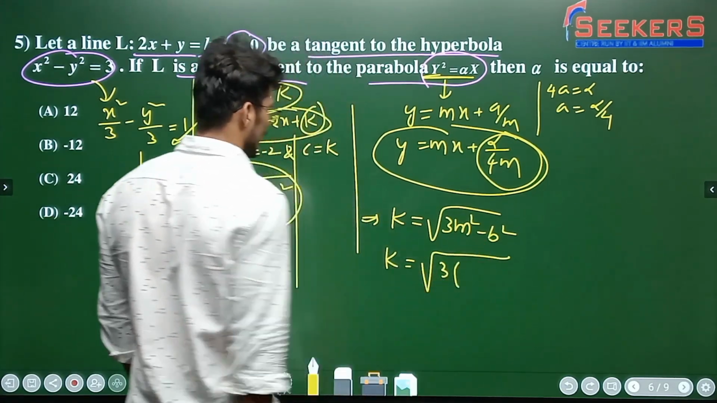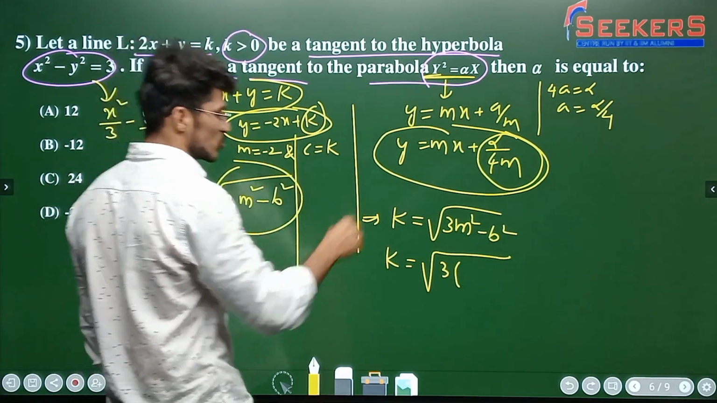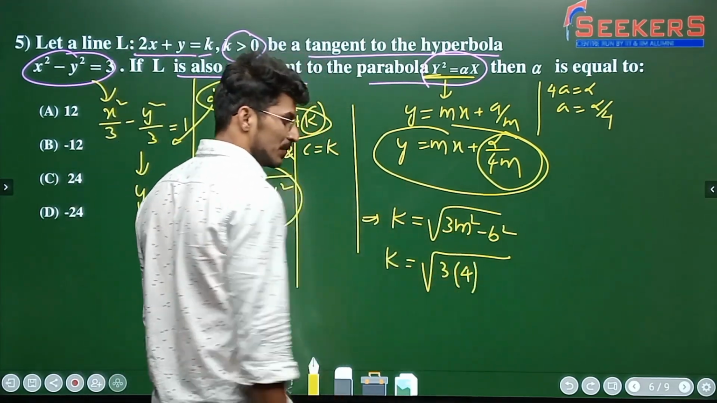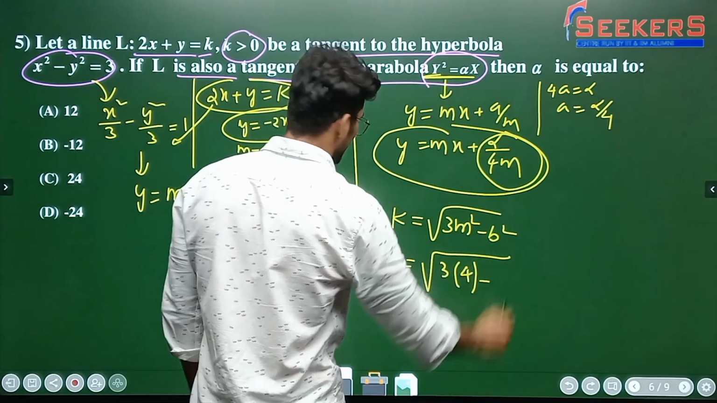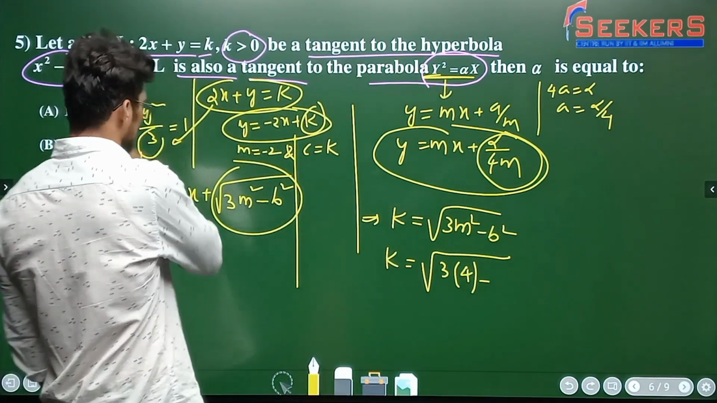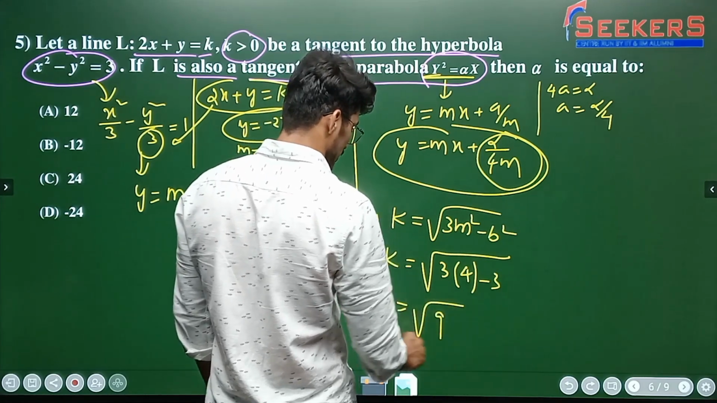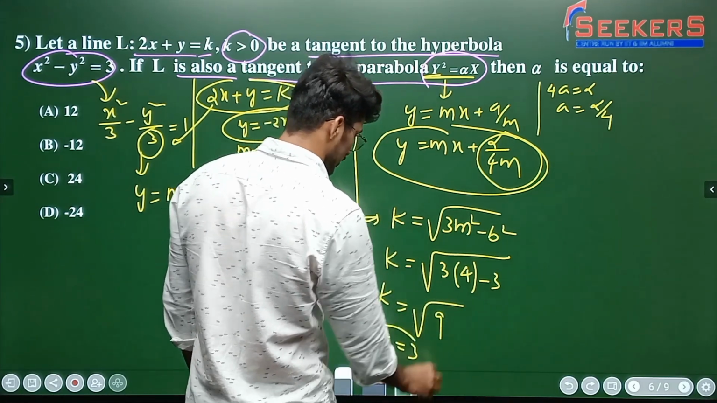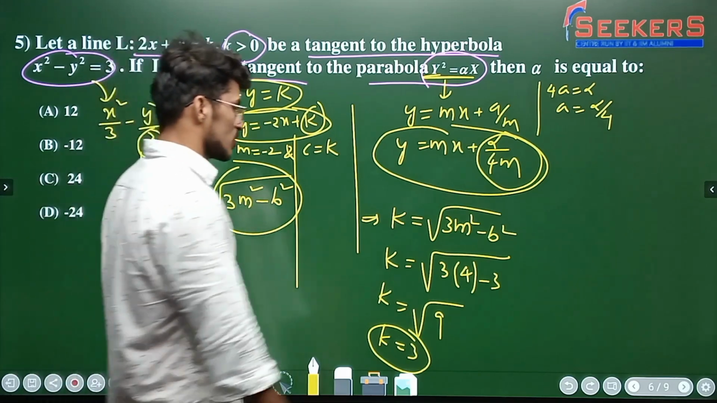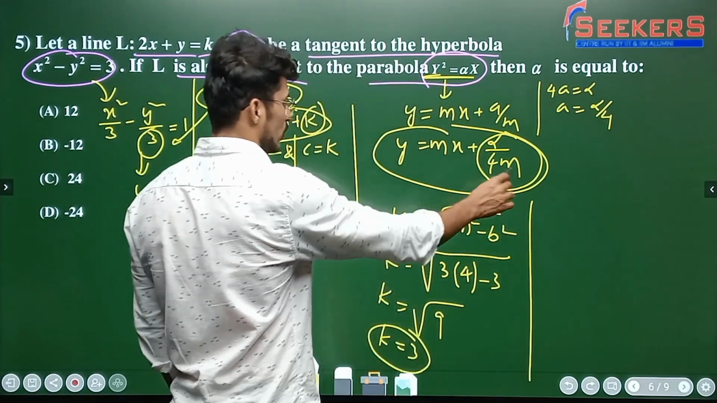3 into m². The m value is minus 2, so (−2)² is 4, minus b². The b² value here is 3. So k is equal to root 9. I got the value 3. So the k value is 3 here.